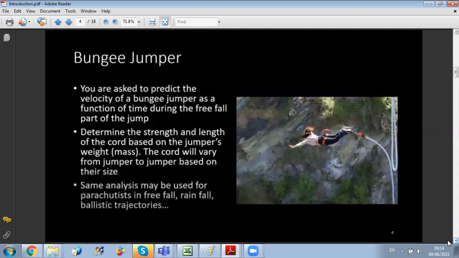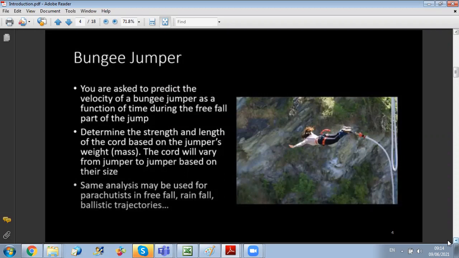For example, now in this introduction, we will just take a simple example and we will see how we can use numerical methods to solve. It is the problem of a bungee jump. So let us say you are asked to predict the velocity of a bungee jumper as a function of time during the free fall part of the jump.